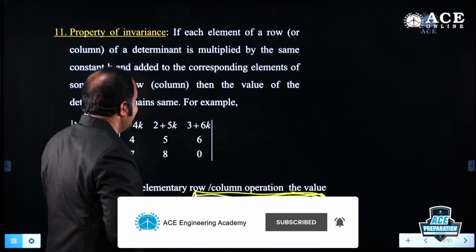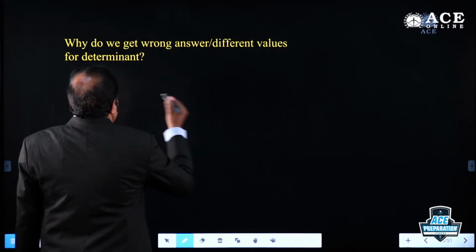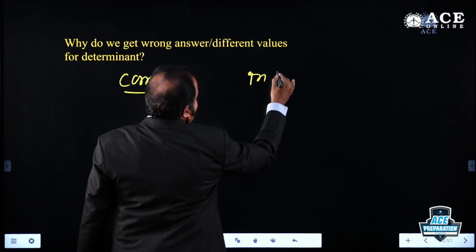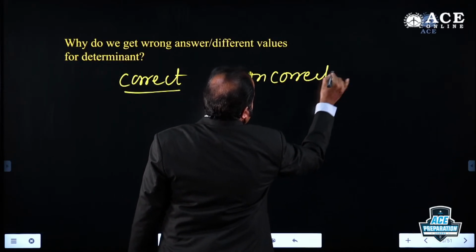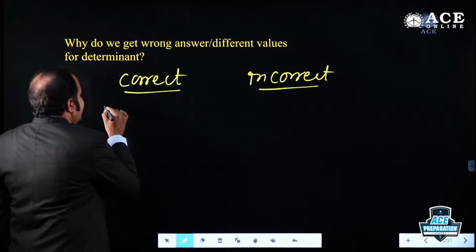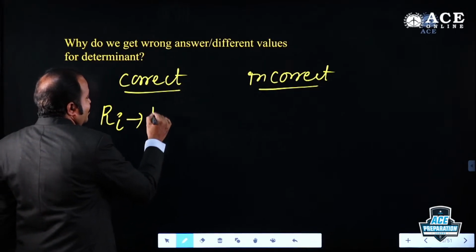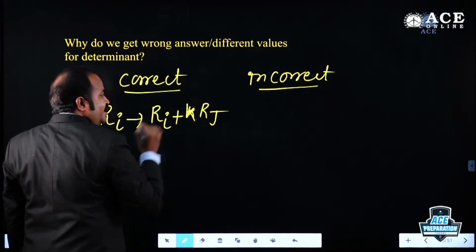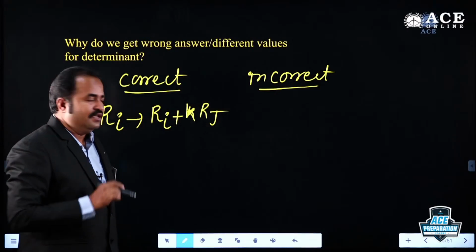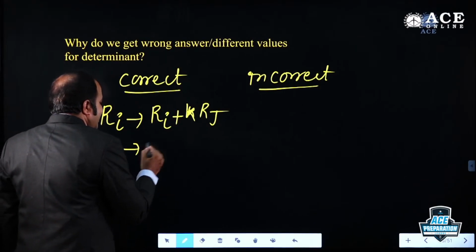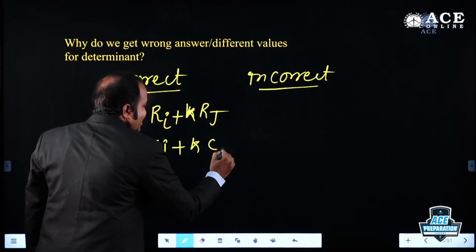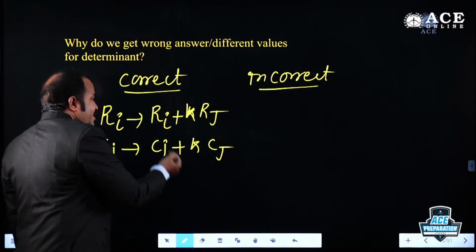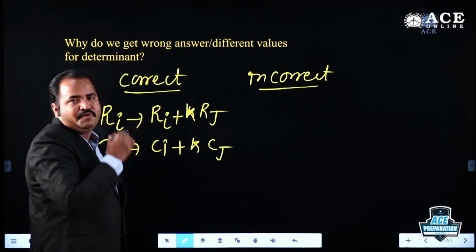But look once here at the problem: correct and incorrect operations. What I am saying is, Ri changes to Ri plus k times Rj; then the determinant remains the same only, no change in the determinant. Similarly, Ci changes to Ci plus k into Cj. That is the property of invariance. So the determinant is not affected by these types of operations.